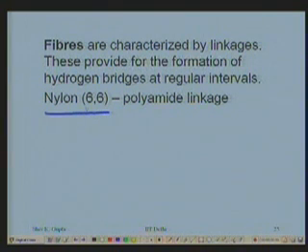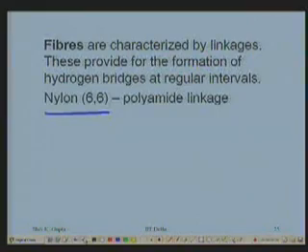nylon 6,6. We call it 6,6 because in the backbone of the chain, there are two sets of carbon atoms having 6 each in a group. These two groups have 6 carbon atoms in each group, that's why it is called 6,6, and they are linked with polyamide linkage. Let's look at that.